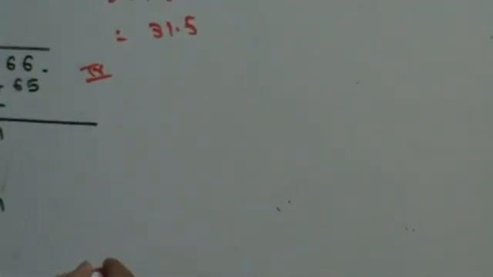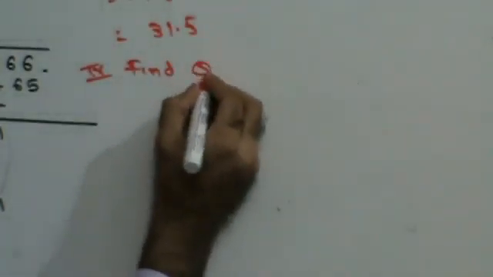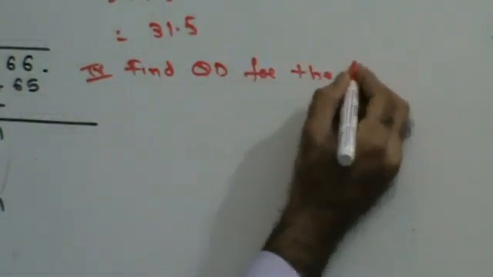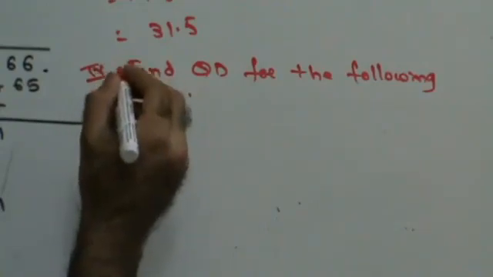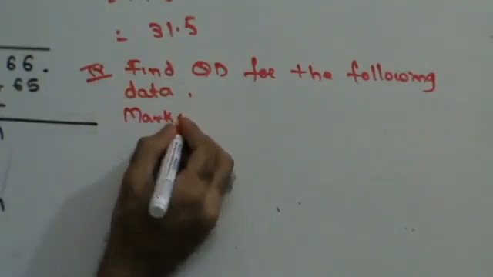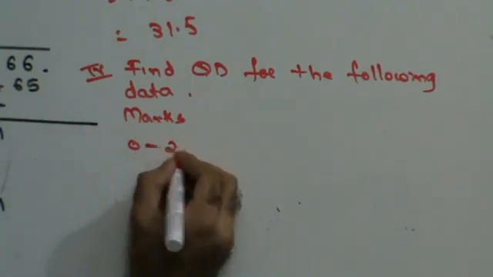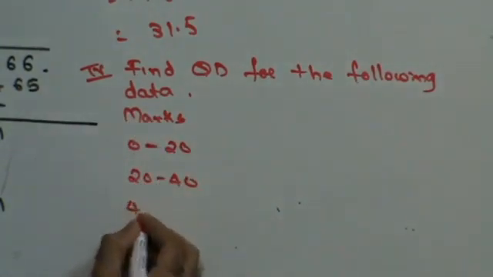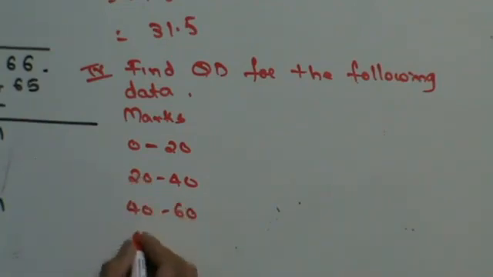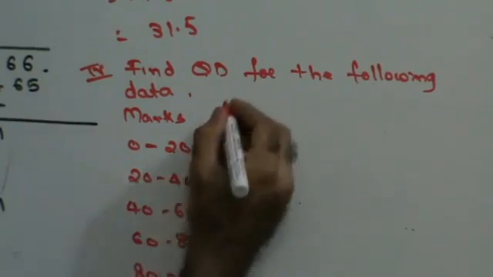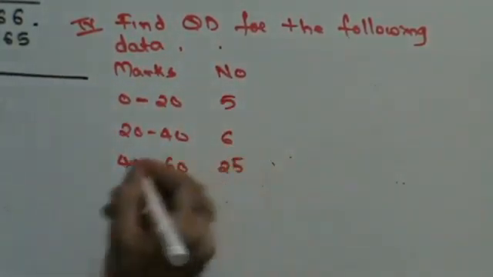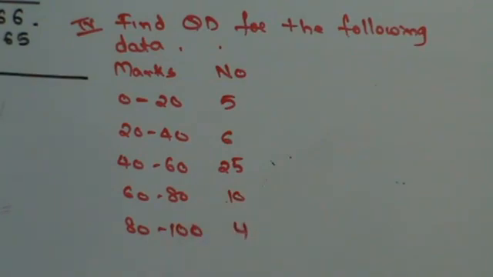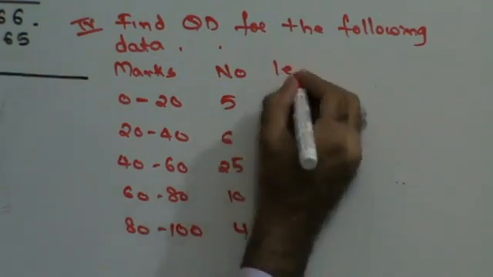Find quartile deviation for the following data. Marks is given to you as 0 to 20, 20 to 40, 40 to 60, 60 to 80, 80 to 100. And number of students is given to you as 5, 6, 25, 10, 4. Right? First thing that you do is you find out less than CF.